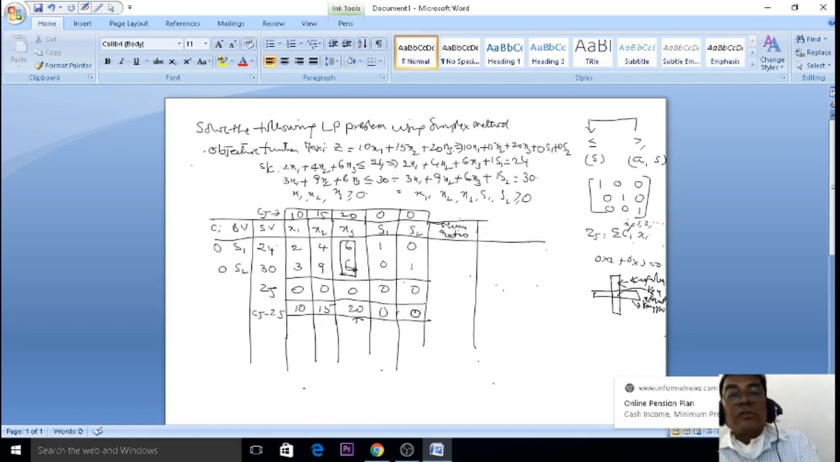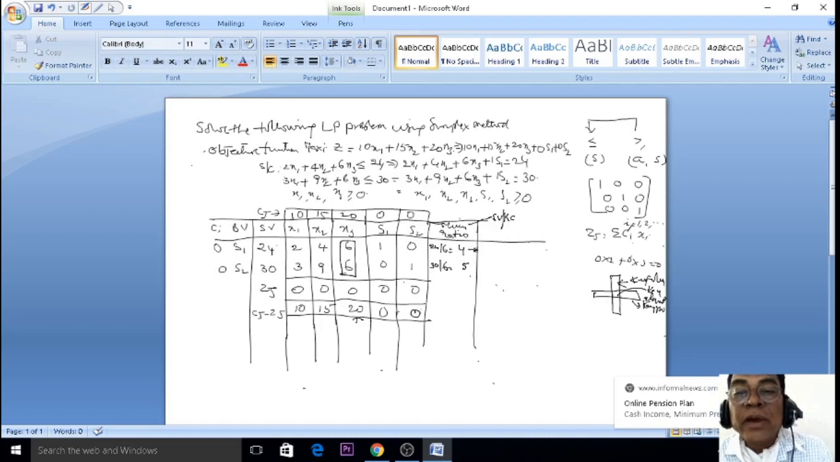Okay, students. How to identify the key column? In Cj minus Zj, select the maximum positive value. If we have two same maximum values, select any one. There is no restriction. Now come to the minimum ratio. What is the basic formula for the minimum ratio? SV by KC, solution value by key column. 24 divided by 6 is equal to 4. 30 divided by 6 is equal to 5.